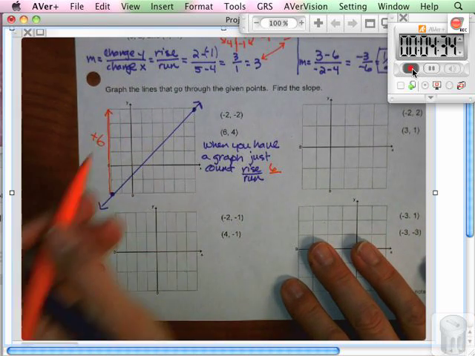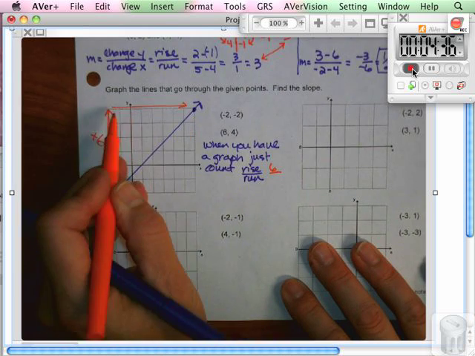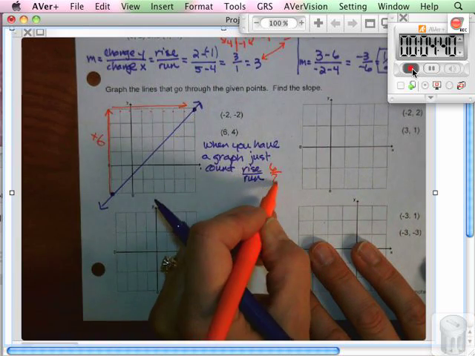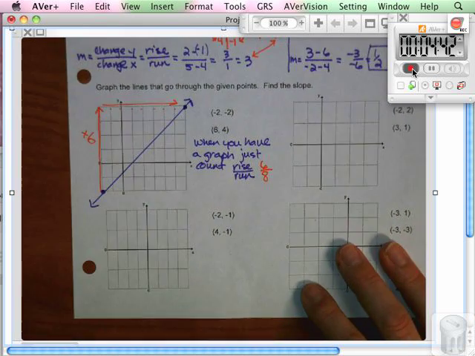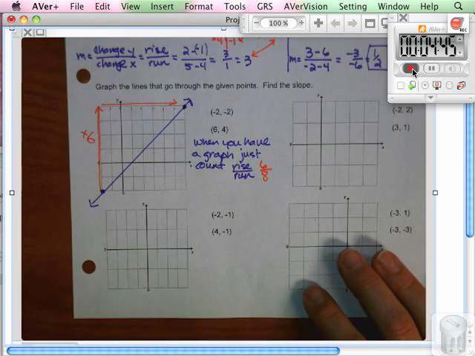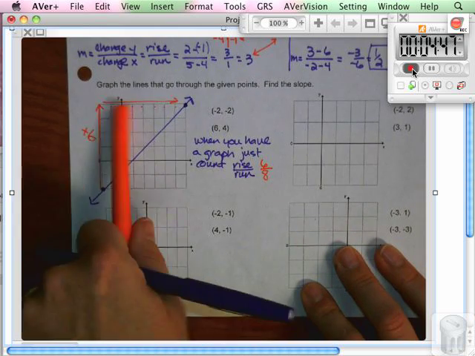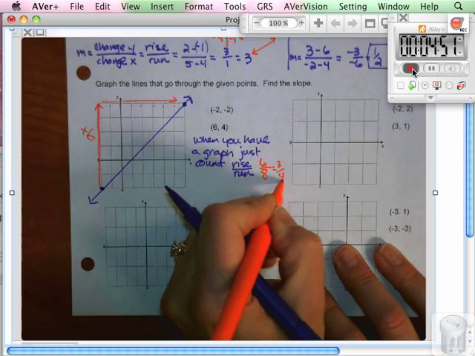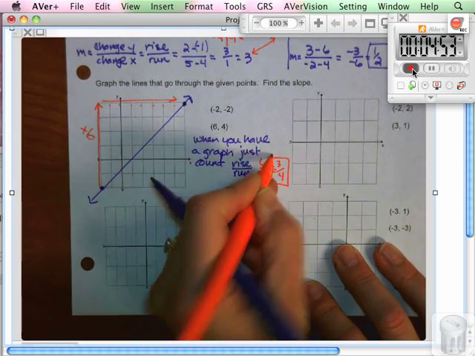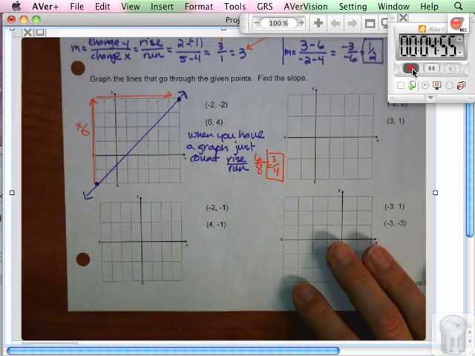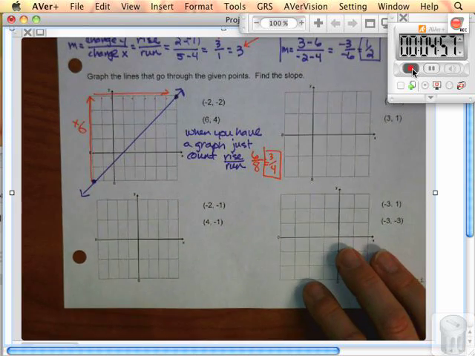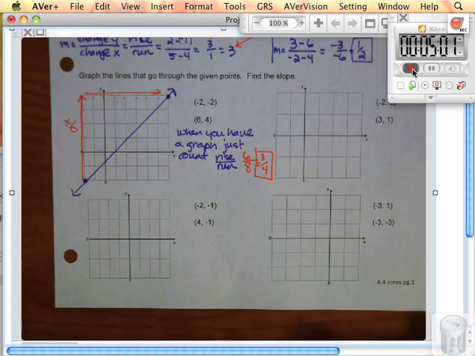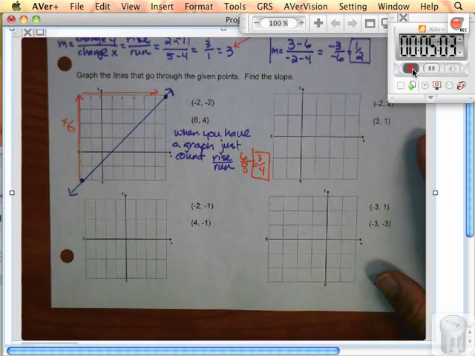And then I go over in the positive direction. 1, 2, 3, 4, 5, 6, 7, 8. That's my run. Rise over run. Change in y over change in x. And then you reduce it to 3/4. That's my slope. Okay? You do this one. Same concept. Plot the 2 points and count rise over run.